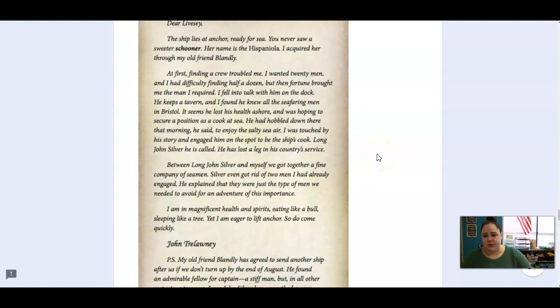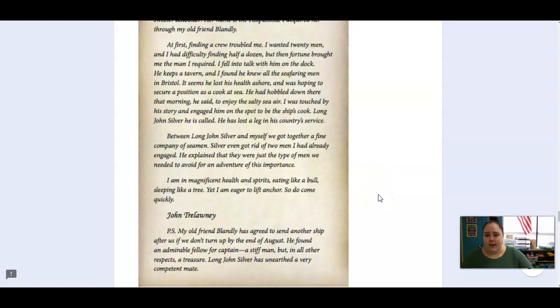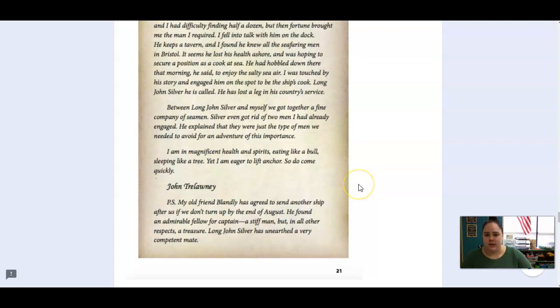"Dear Livesey, the ship at anchor, ready for sea. You never saw a sweeter schooner. Her name is the Hispaniola. I acquired her through my old friend Blandley. At first, finding a crew troubled me. I wanted 20 men, and I had difficulty finding half a dozen. But then fortune brought me the man I required. I fell into talk with him on the dock. He keeps a tavern, and I found he knew all the seafaring men in Bristol."